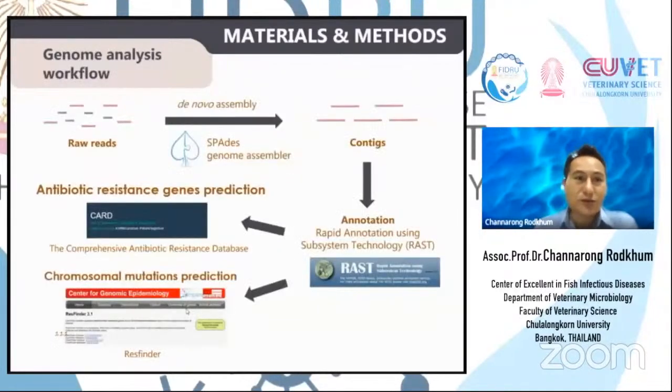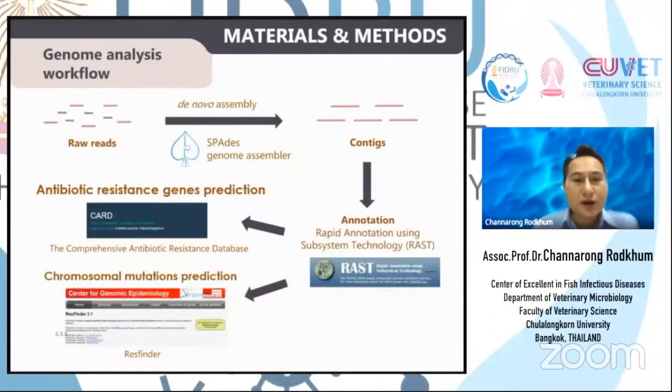This one we didn't do ourselves in the laboratory. We submit to the company for sequencing, since they are more expert than us at that. After that, we will go to the genome analysis workflow.